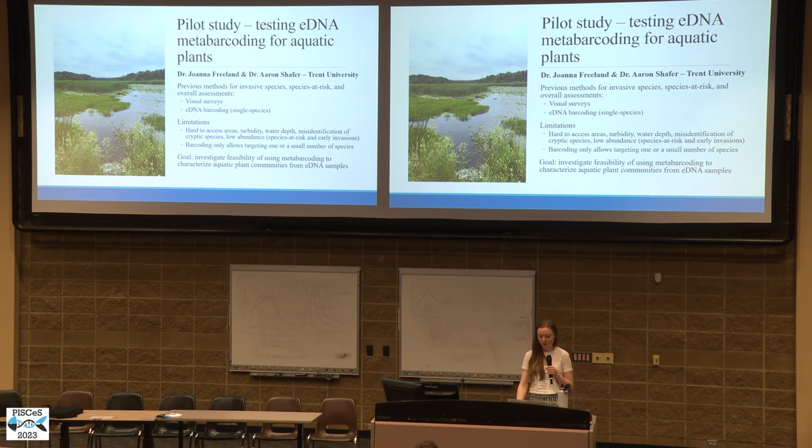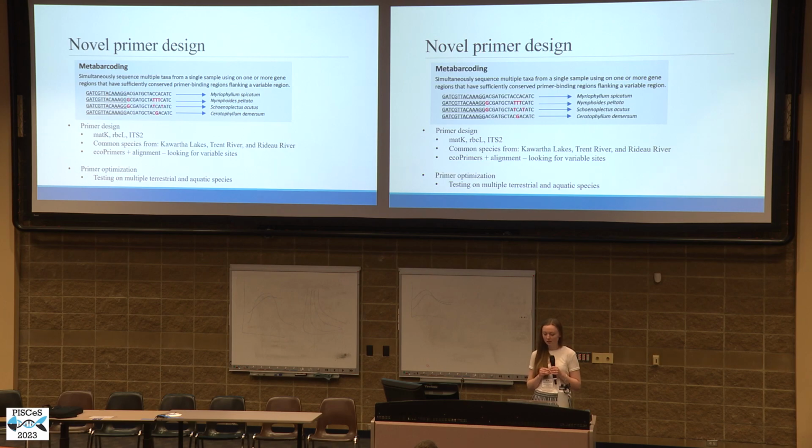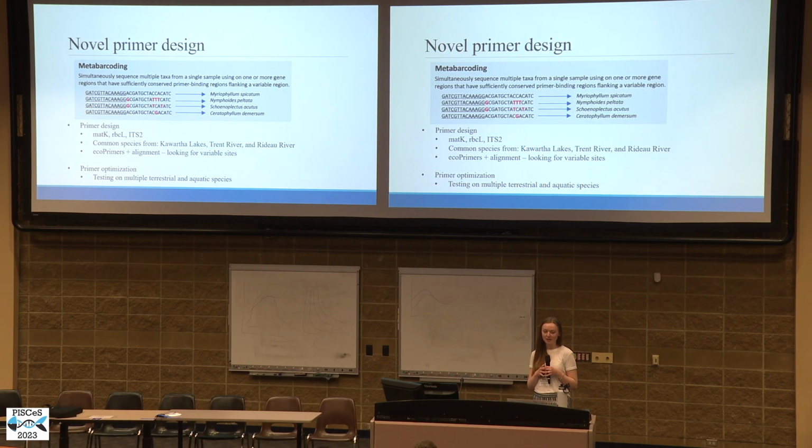So the first step was designing primers. I won't go into detail. You've heard lots about designing metabarcoding assays today. We targeted 3 regions in the plant genome, so MATK, RBCL, and ITS2. We looked at DNA sequences from publicly available reference databases for common species from our local areas, the Kawartha Lakes, Trent River, and the Rideau River systems. That included a lot of invasive species. And then looked at alignments of those sequences to look for appropriate metabarcoding regions.